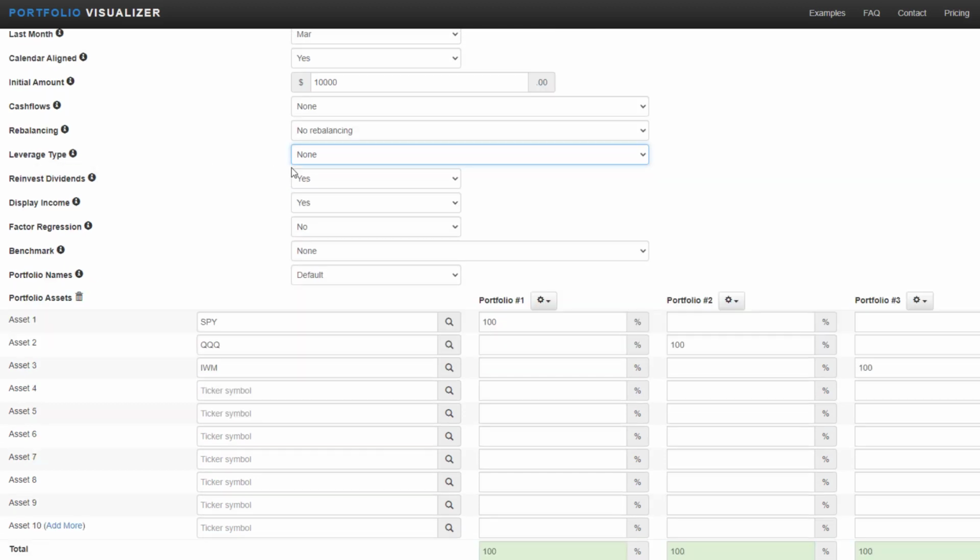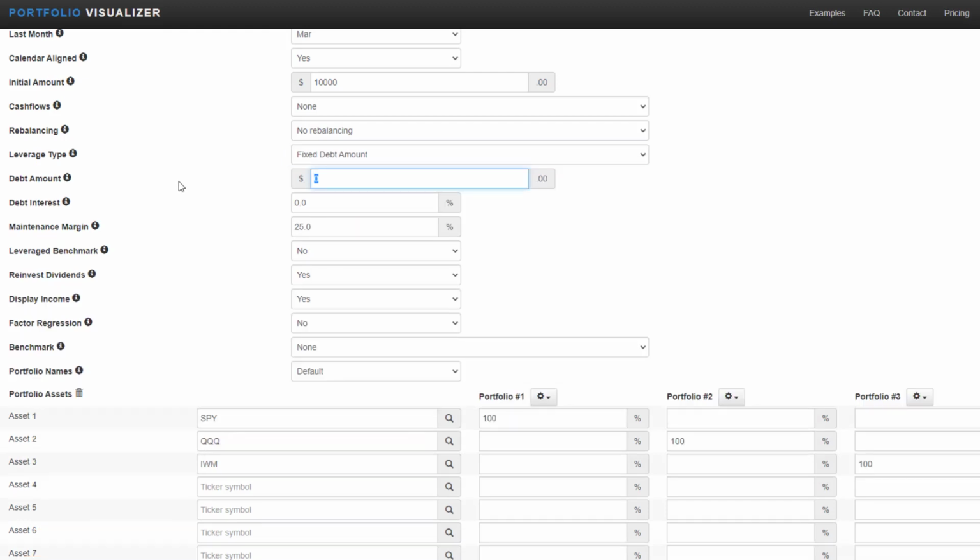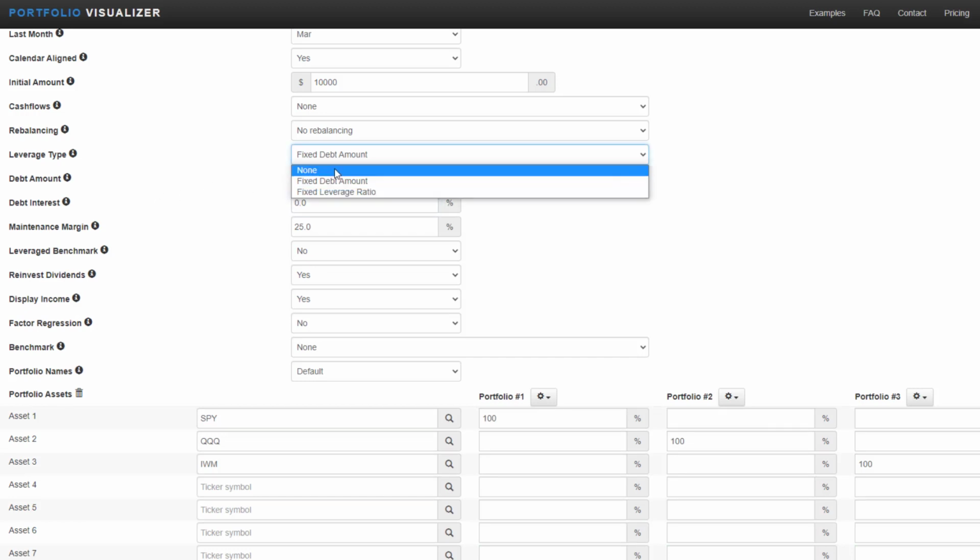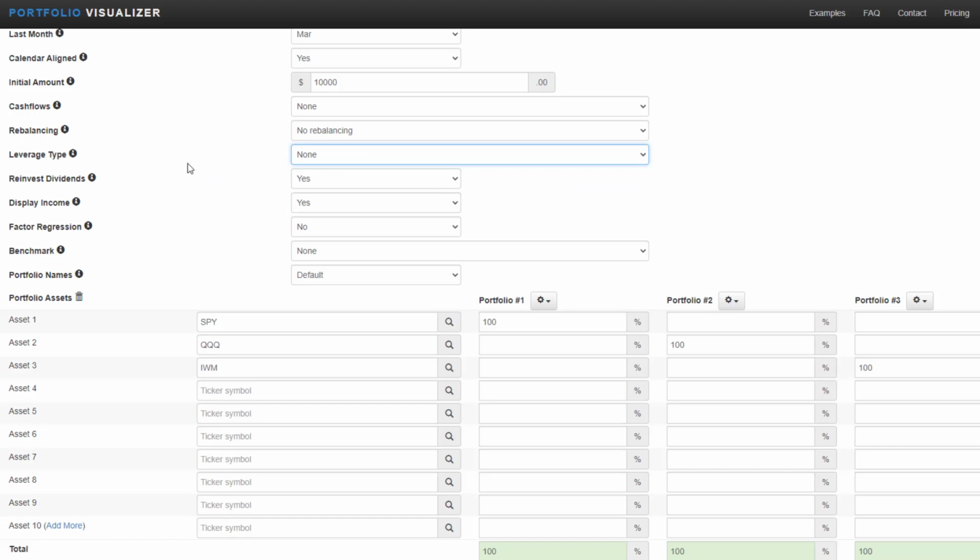And then it looks like you can also play around with leveraging or having a certain amount of debt. Say you took a loan out at a certain percentage, you can put those numbers in there and see if you can beat the market. But personally, I don't think that's a very good investing strategy. You can also choose to reinvest dividends or not. You can also choose to display your dividends or display your annual income.